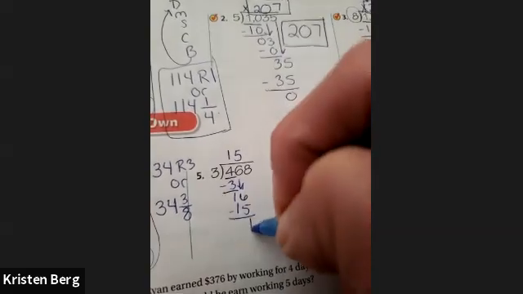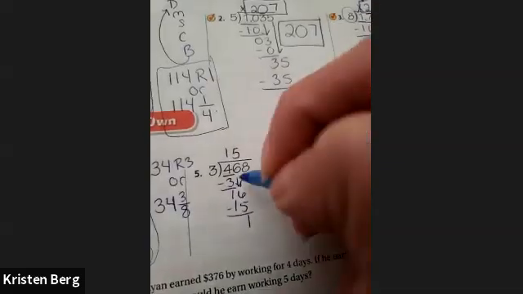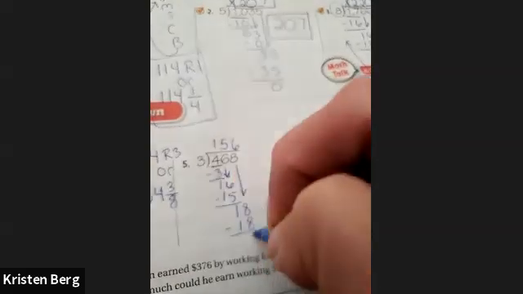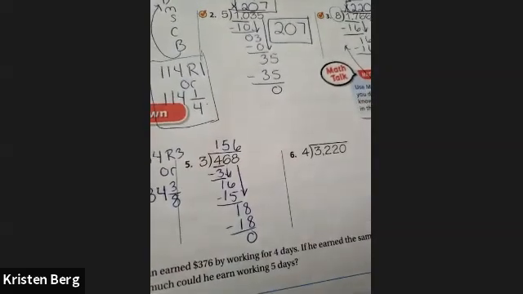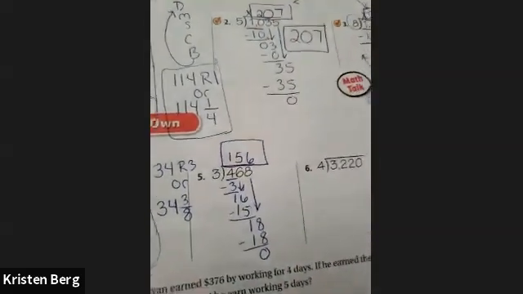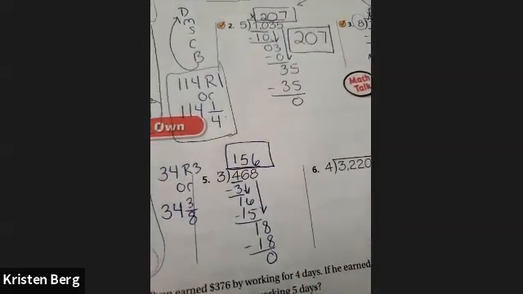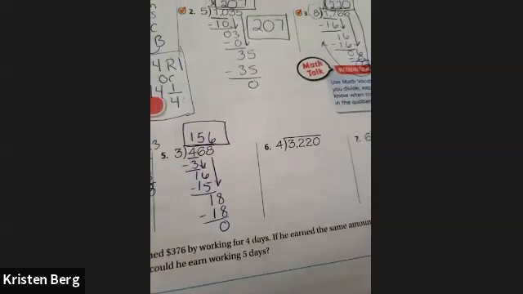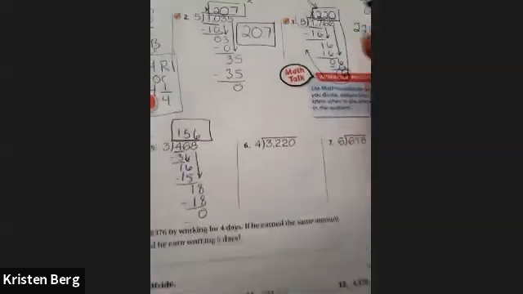So then that would be 1. Check it. We are okay. Bring down your 8. Then how many 3s go into 18? Should have been 6. And then 6 times 3 is 18, which means 0 as a remainder. So the only answer that you needed to put up here was 156 because there is no remainder. So you don't put that down in fraction form. It's just your answer is 156.